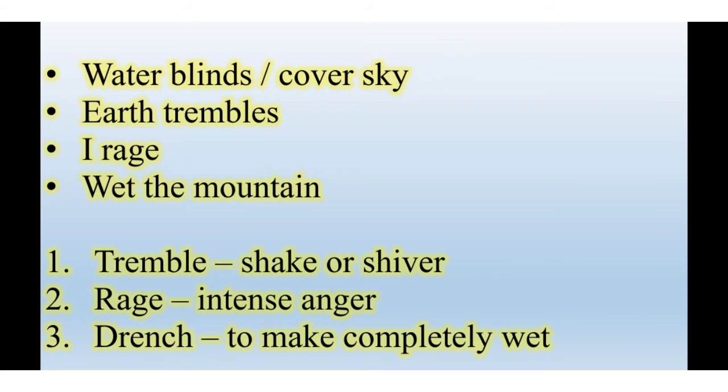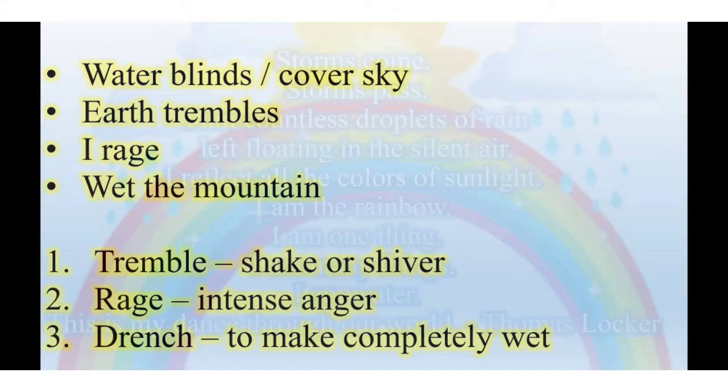Okay, then the water, what does it do? Rage. Rage means anger that cannot be controlled. So we see that the water becomes angry, and when it becomes angry, what does it do? It drenches the mountainside. Drenches means makes the mountain wet. So this form of water is called storm. Let us see the next lines.